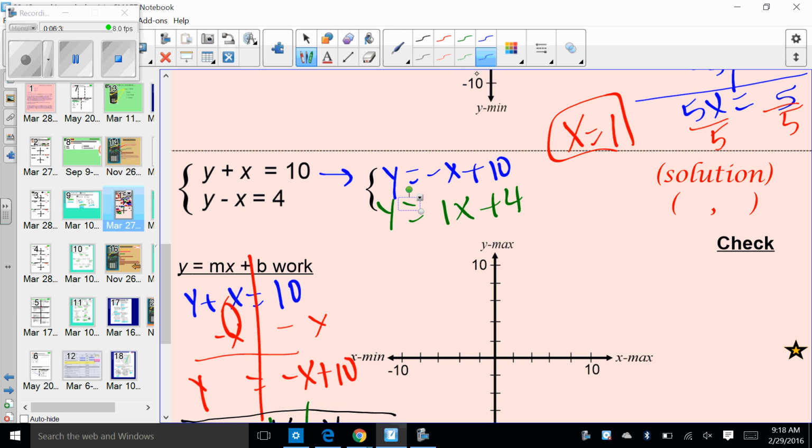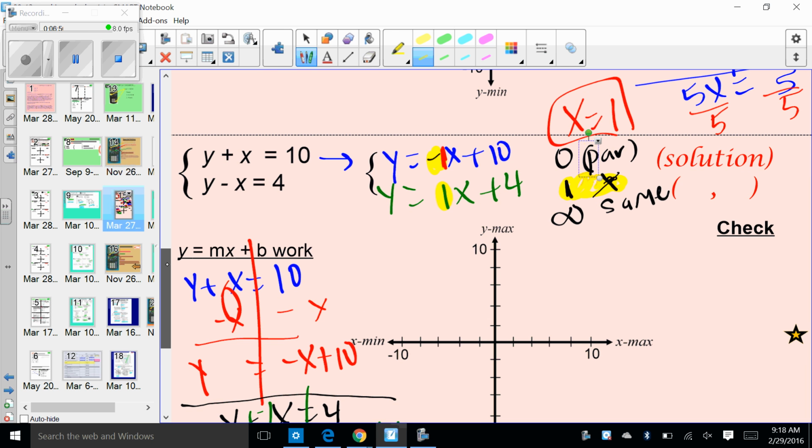We want to know if there is one solution, no solution, or infinite solutions. Remember, no solution means they're parallel, same slope. One solution means they intersect somewhere. Infinite means it's the same line. Looking at the slopes is the key in this question. Here are my slopes, negative 1 and positive 1. Different slopes, therefore I'm going to have one solution here.